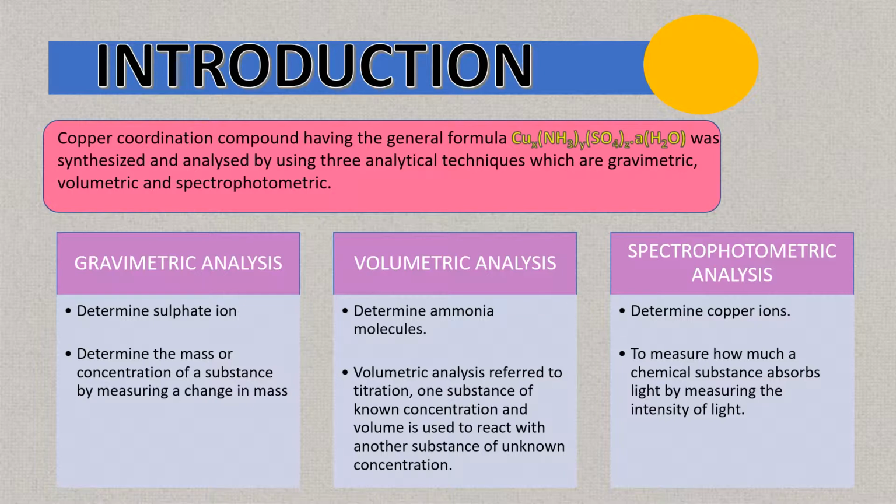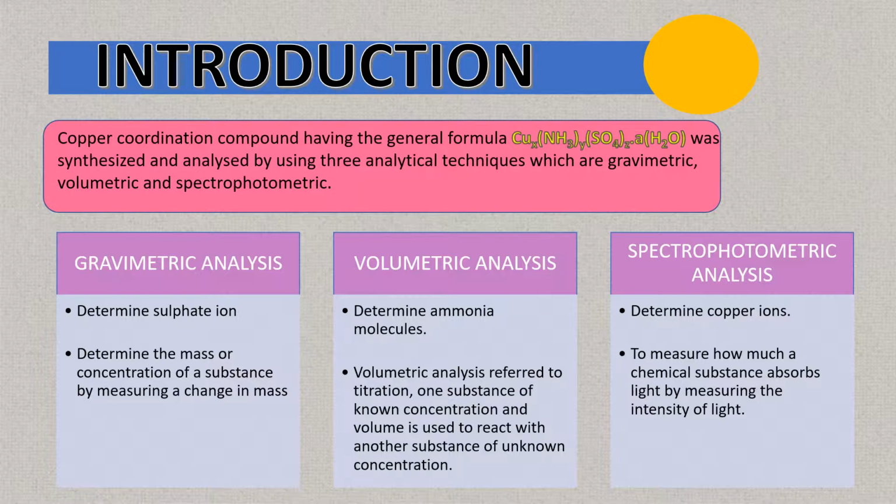By using gravimetric analysis, the sulfate ion can be determined. Gravimetric analysis determines the mass or concentration of a substance by measuring a change in mass. Besides, volumetric analysis was used to determine the ammonia molecule. The volumetric analysis refers to titration. One substance of known concentration and volume is used to react with another substance of unknown concentration.